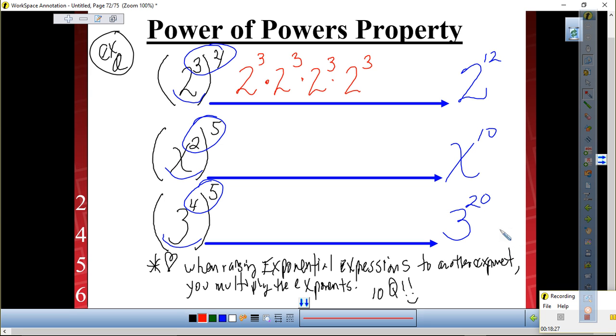Yes? Yes, Mr. Q. All right, good. This one was x to the second, x to the second, x to the second, x to the second, x to the second. Are they the same base? Yes. 2 plus 2 plus 2 plus 2 plus 2? Yes.